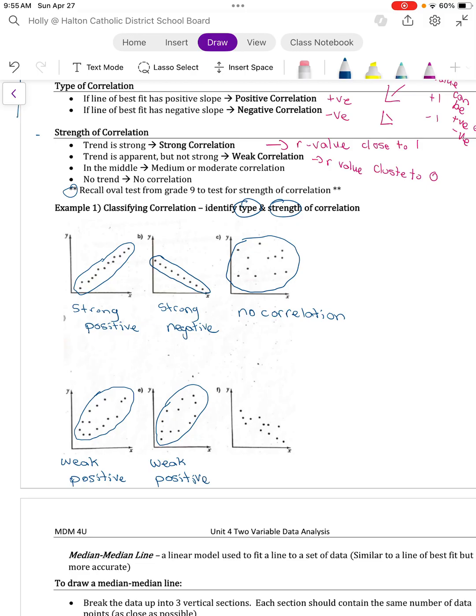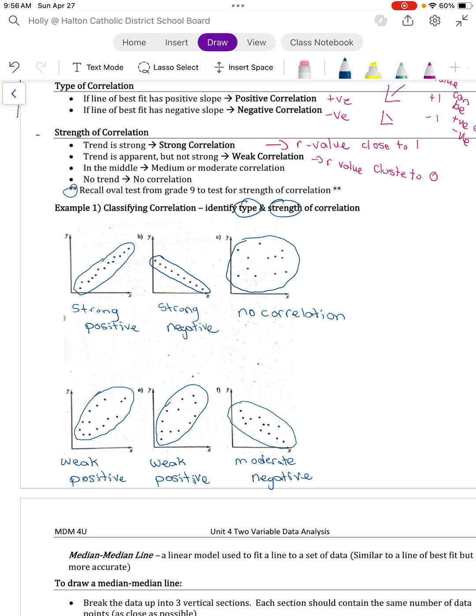And here, you could say, I'd say it's a little more of an oval, not as wide of an oval. So this I would say maybe a moderate. Negative, because it's going downwards. So medium or moderate. I think I said weak or moderate. Sorry, so first I should say weak, positive, and then moderate.